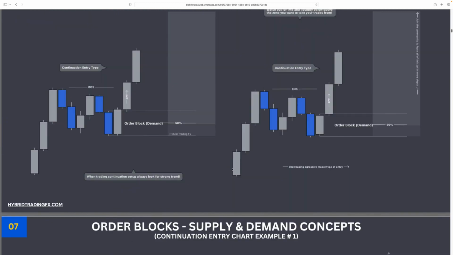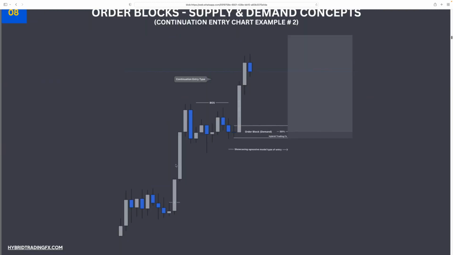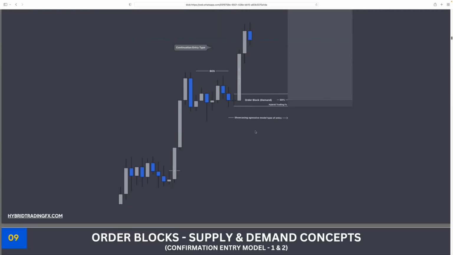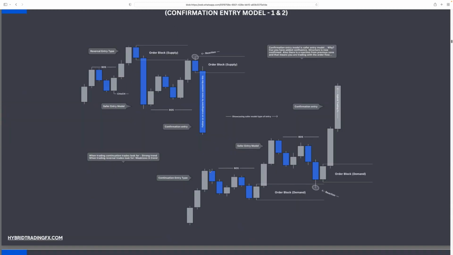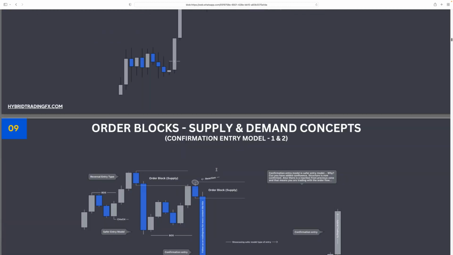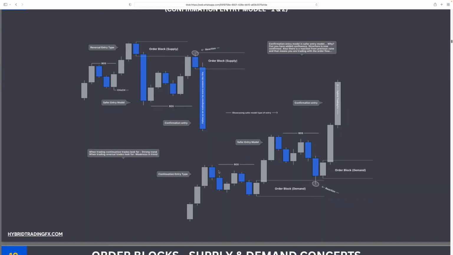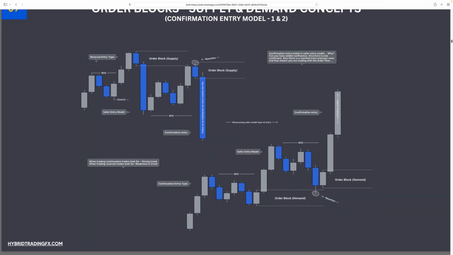And you're gonna have a continuation also as well, and price boom tags you out. For example, fills this imbalance right here, and continues to downside. It can happen because this is more of a risky entry. And here we're gonna talk about confirmation entry. So in this example on the left, we have a reversal entry type, and here we have a continuation entry type.